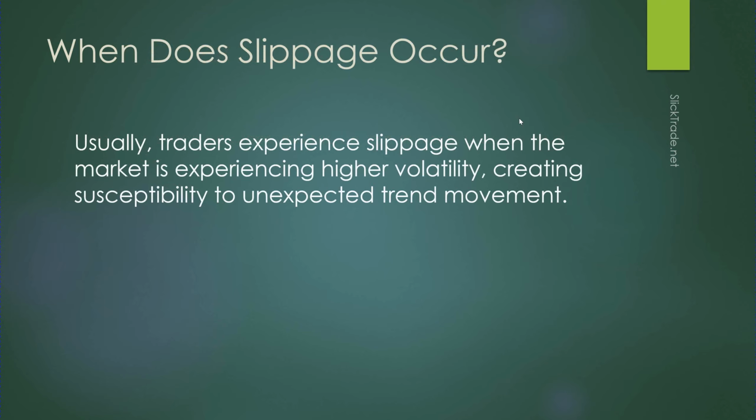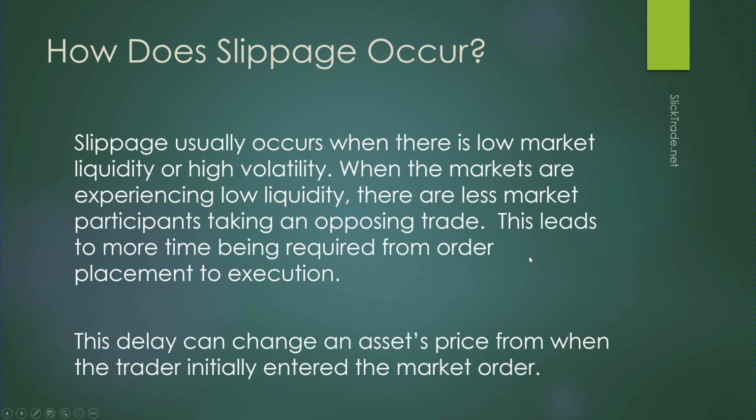When does it occur? Usually traders experience slippage when the market is experiencing higher volatility, creating susceptibility to unexpected trend movement. How does it occur? Slippage usually occurs when there is low market liquidity or high volatility. When the markets are experiencing low liquidity, there are fewer market participants taking an opposing trade. This leads to more time being required from order placement to execution. This delay can change an asset's price from when the trader initially entered the market order.